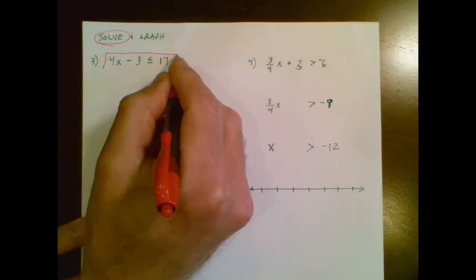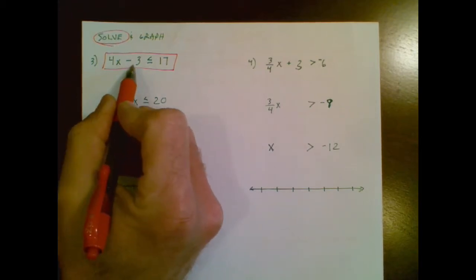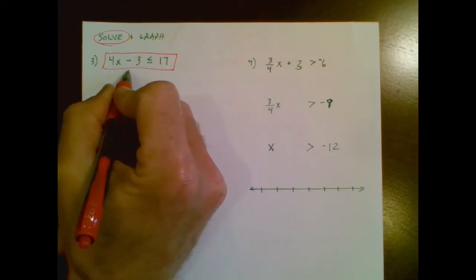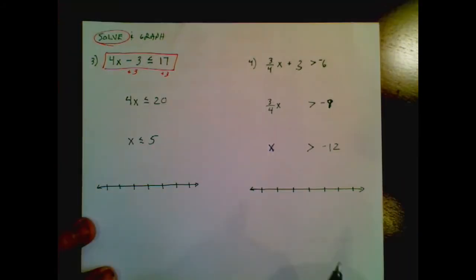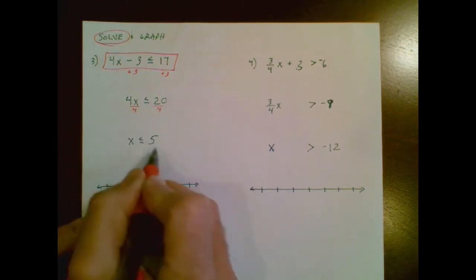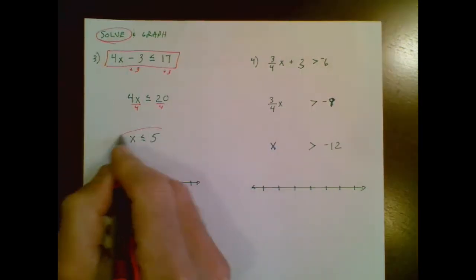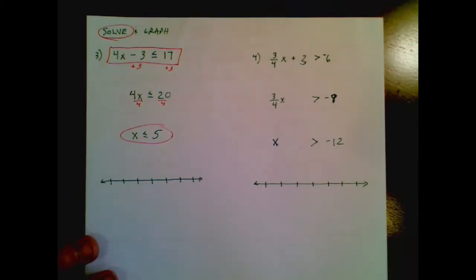Here's an original inequality. My goal is to get x by itself, so I have to get rid of the subtract 3 and the divide by 4. As you know, I would add 3 to each side to get the next step. And then as you know, I would divide each side by 4 to get that. And now what I have is a solved inequality, and then I can just simply graph that on the number line.